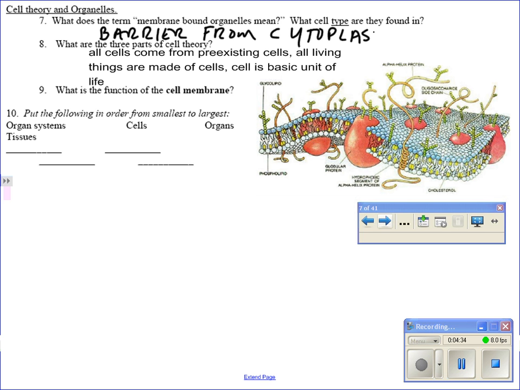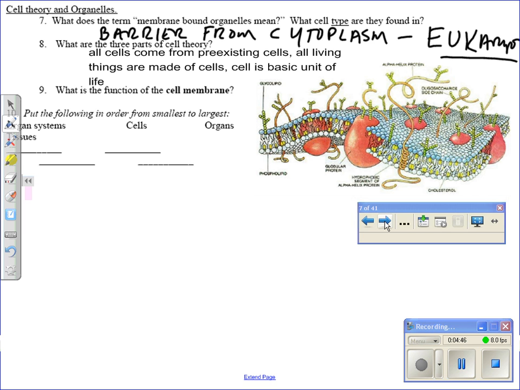That's all that means. What type of cells are they found in? They're found in eukaryotes, so eukaryotic organisms. What are the 3 parts of cell theory? First part is all cells come from pre-existing cells. All living things are made of cells, and the cell is the basic unit of life. Those are the three key parts of cell theory.